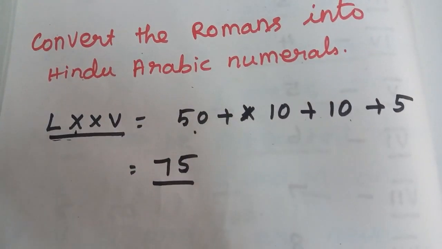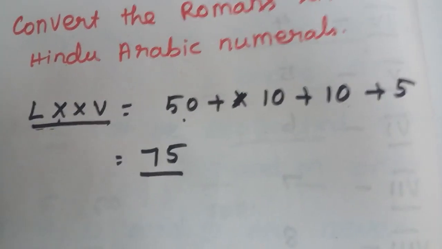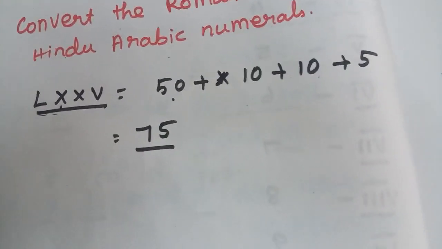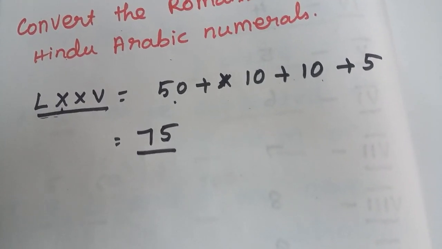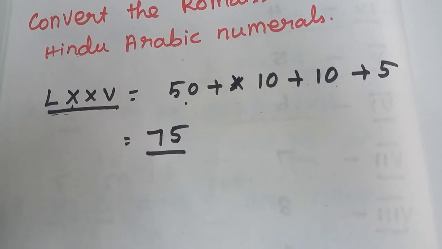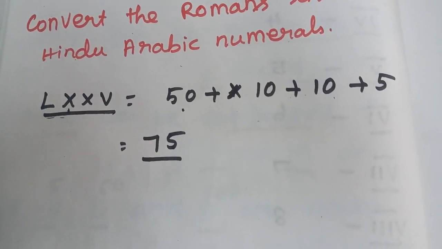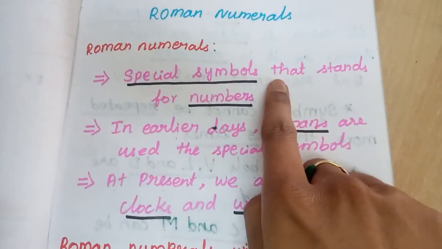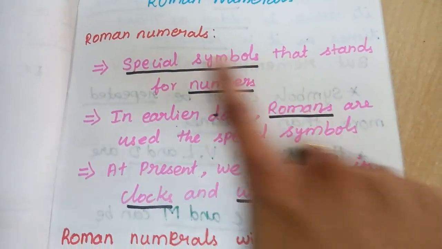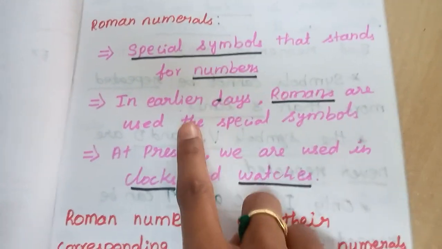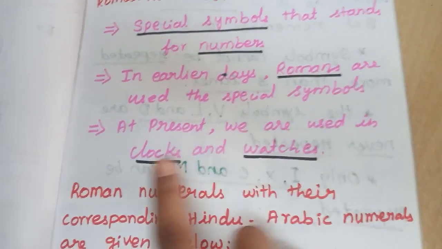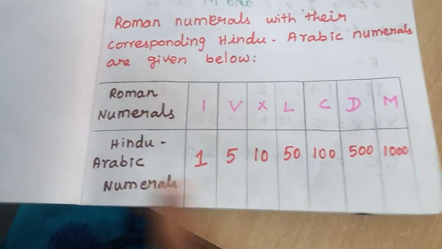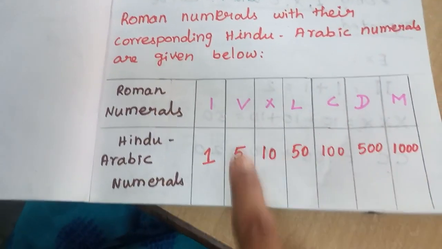So now we come to the end of this section. Now I am going to conclude this section with a quick recap. So these are Roman numerals: special symbols that stand for the numbers used by the Romans. Now we use them in clocks and watches. This is very important. You have to be thorough with the Roman numerals and the numbers.